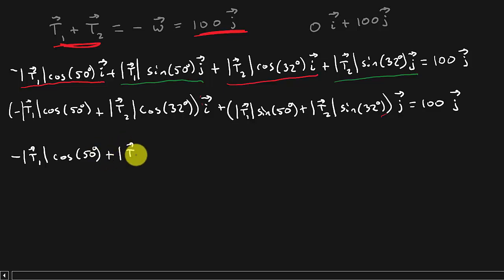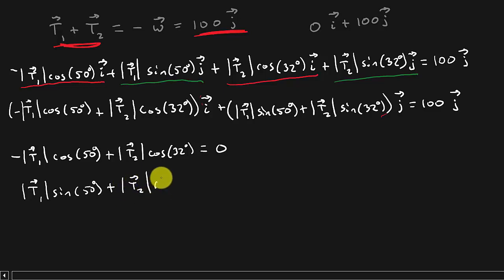Plus, and then that's going to be T2 cosine 32, and that equals 0. And then we have T1 sine 50 plus, and then that's going to be T2 sine 32, and that has to equal 100. So we've got a system of equations here to solve.